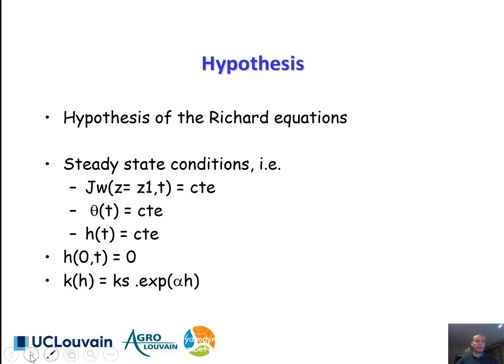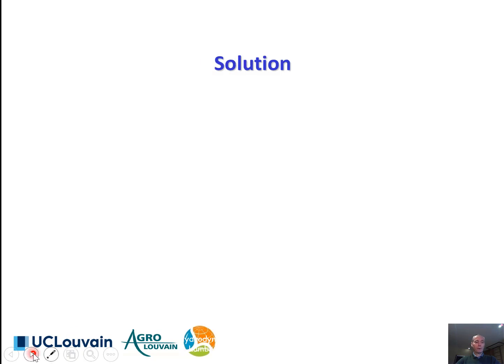Finally, we consider also that the hydraulic conductivity function in this case can be described with the Gardner model, which is a simple exponential model parameterized with two parameters, the saturated hydraulic conductivity Ks and the alpha parameter, which has a dimension of 1 over length, for instance 1 over centimeter. With all this, we can now try to solve the Richards equation.